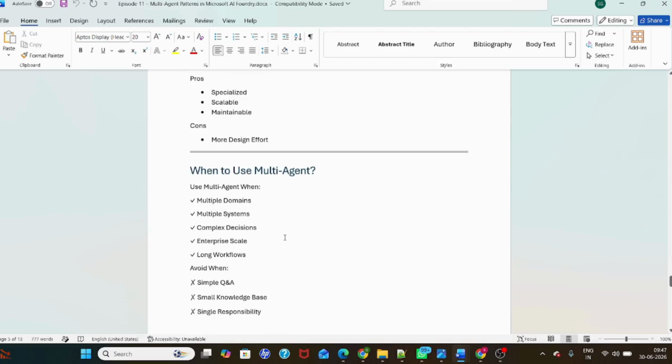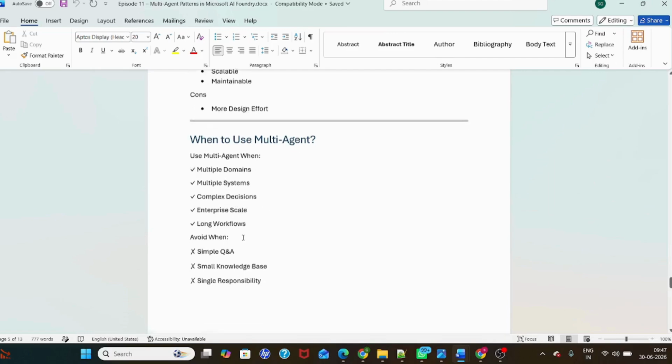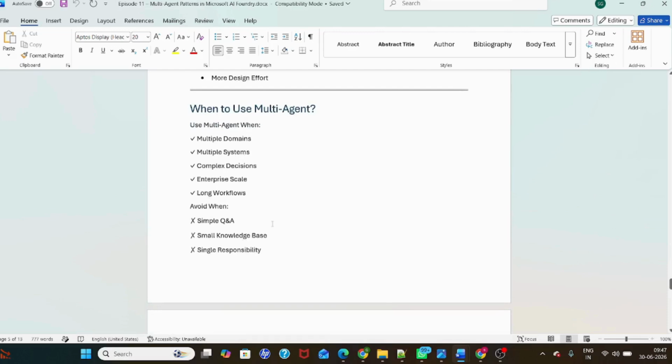When to use multi-agent? Multiple domains, like IT, HR, compliance, right? Multiple systems, complex decision making, enterprise scale, long workflows. Simple Q&A doesn't require multiple agents, a single agent is enough. A simple knowledge base doesn't require it. A single response is not required.